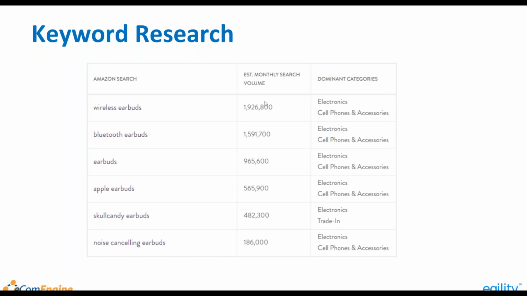But what I use this for is I can clearly see that wireless and Bluetooth earbuds have quite a bit more volume than, say, noise canceling earbuds. And so I look at them in context with each other. It very well could be that Bluetooth earbuds is actually a more popular search than wireless earbuds. I think that's probably within the margin of error right there. But if I look at 1.9 million search results for wireless earbuds compared to 186,000 for noise canceling earbuds, I can be pretty confident that one has larger search volume than the other. And so that's why I recommend using these tools.